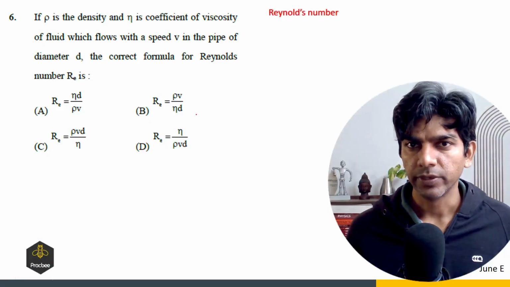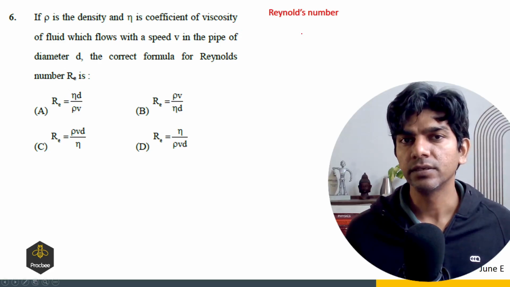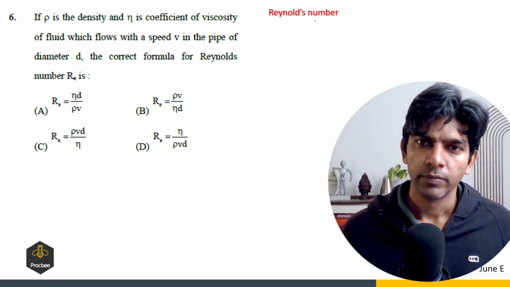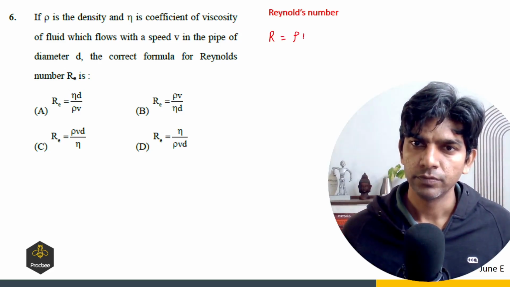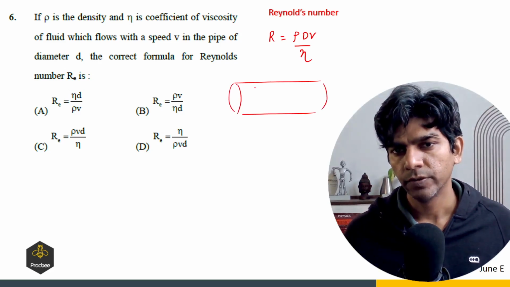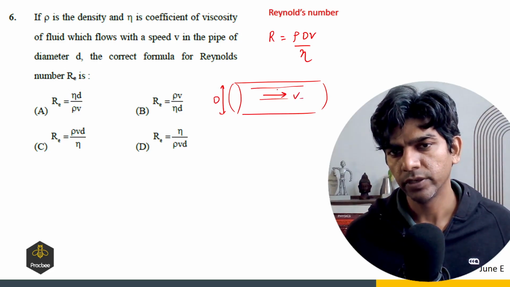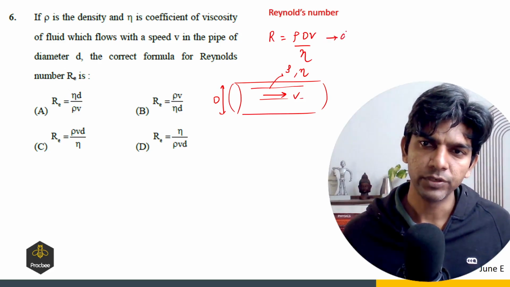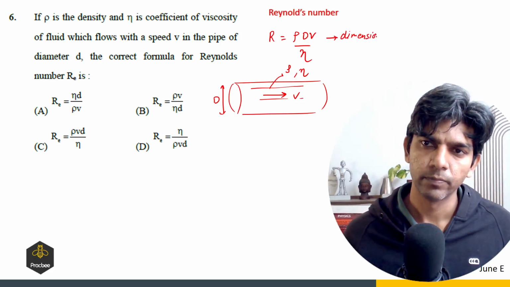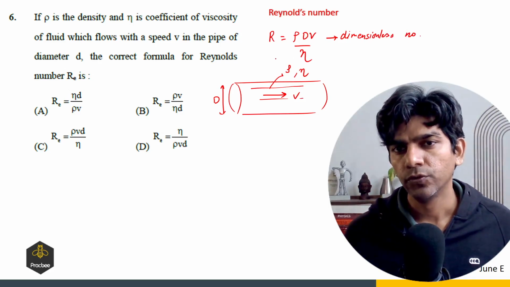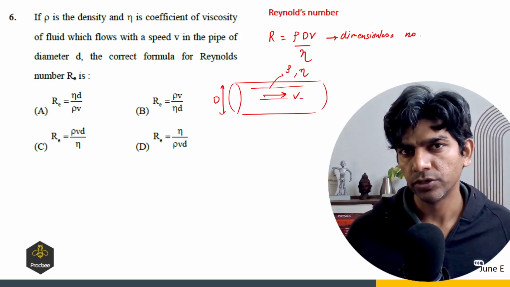Now let us see the next concept, which is based on Reynolds number. Reynolds number is a dimensionless number, and if you find this number, we'll get the type of flow, right? It is given as rho d v by eta. Suppose there is a pipe of diameter d and the fluid is flowing with velocity v, and this fluid has a density rho and coefficient of viscosity eta, then we can define a dimensionless number.